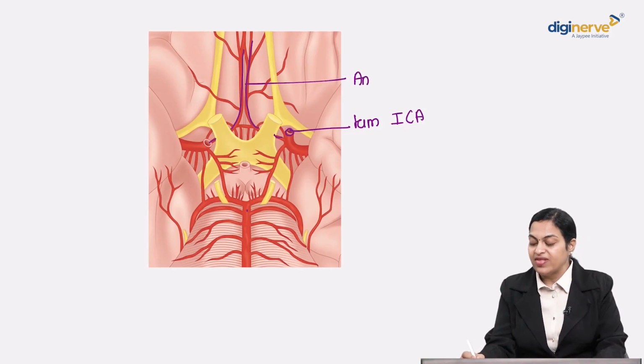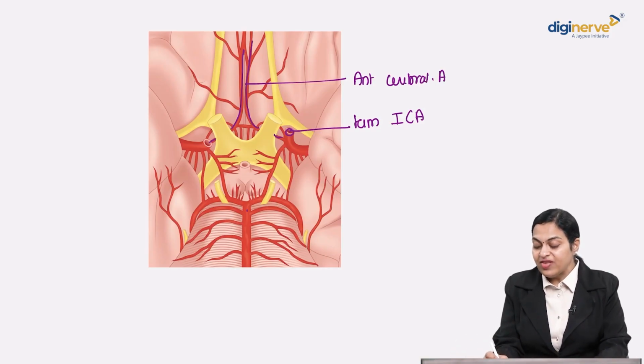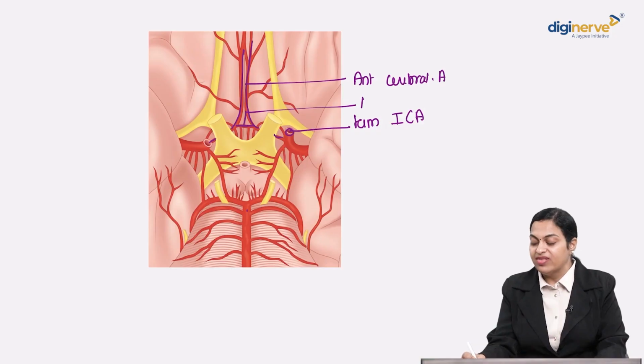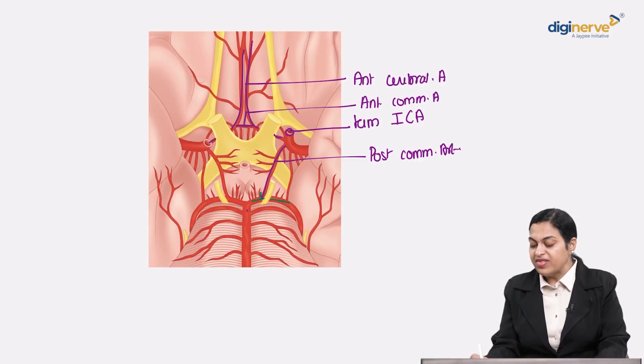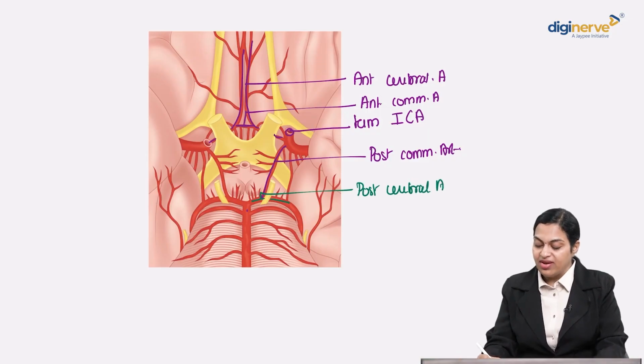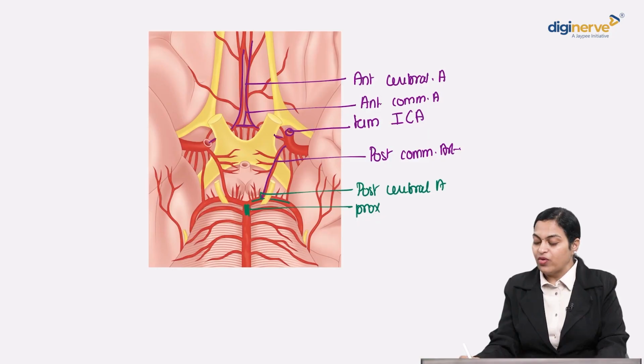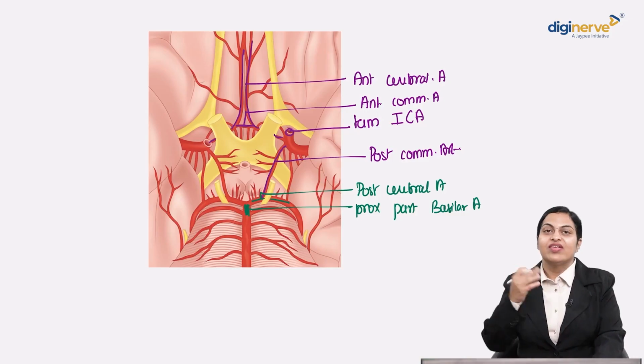So the anterior cerebral artery, and then the anterior cerebral artery of both the sides, they are connected by this anterior communicating artery, right? Similarly here, we have the posterior communicating artery, again a branch of the internal carotid artery. And over here, the posterior cerebral artery, which is the terminal branch of the basilar artery, the proximal part of the basilar artery. All this contributes to the circle of Willis.